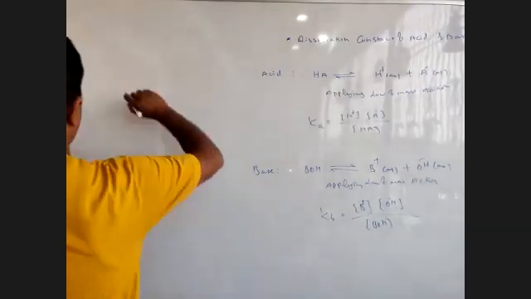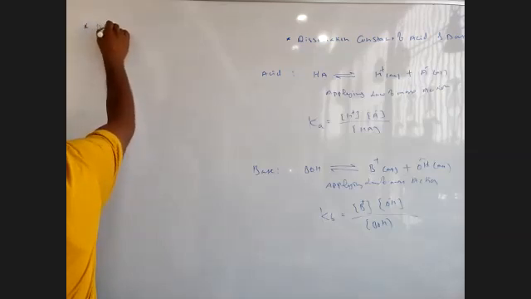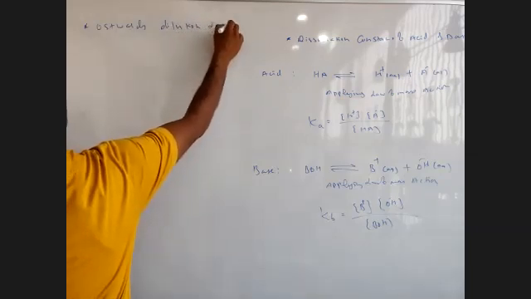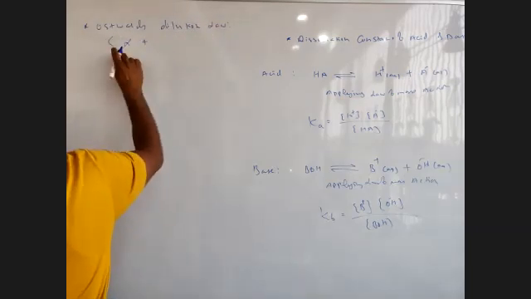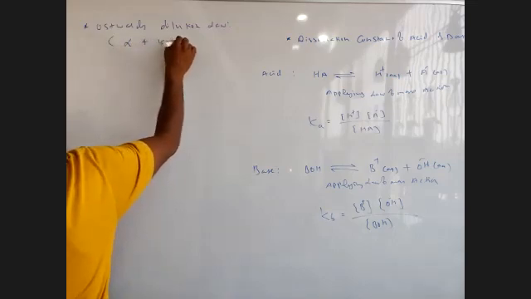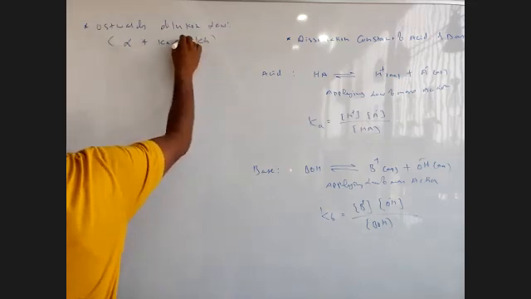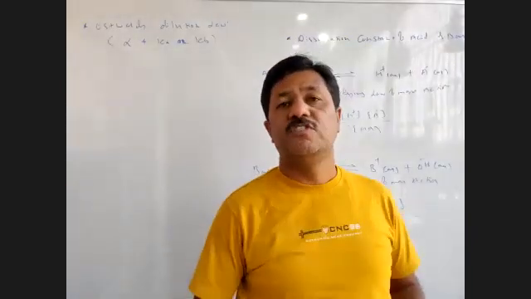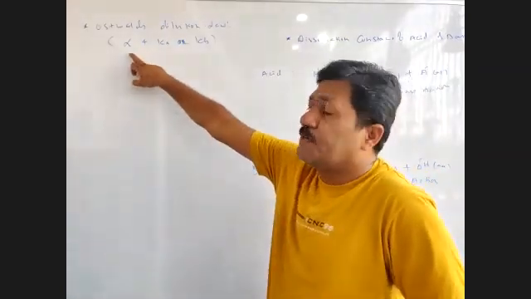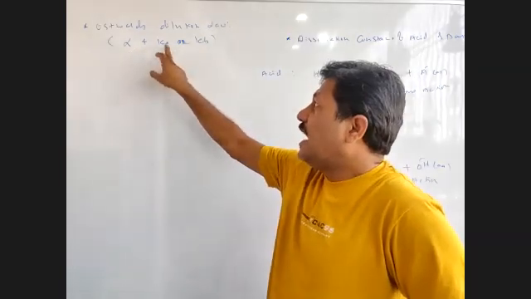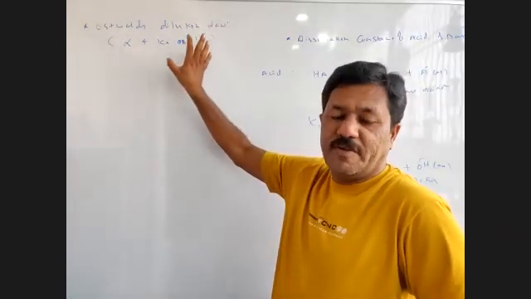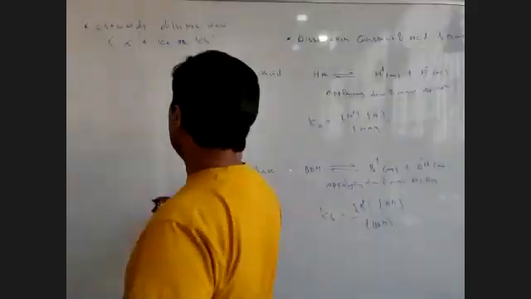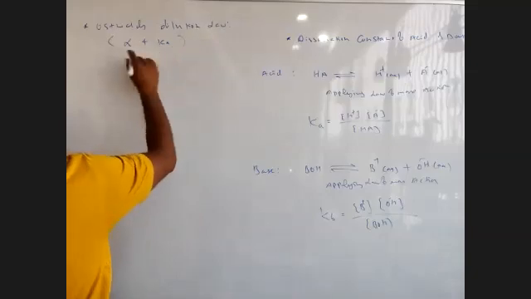Now we have to discuss Oswald dilution law. Oswald dilution law gives a relation between the degree of dissociation alpha and Ka or Kb. Oswald is the name of the scientist who put forth this theory, and according to him, this theory gives a relation between alpha, the degree of dissociation, and the dissociation constant of acid or of base. First we will look at acid, after that we will move on to base. So we have to discuss the dissociation constant of acid, Ka.